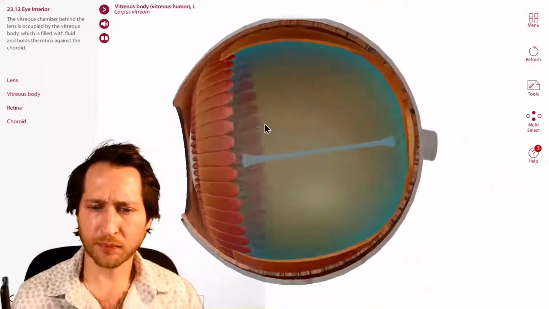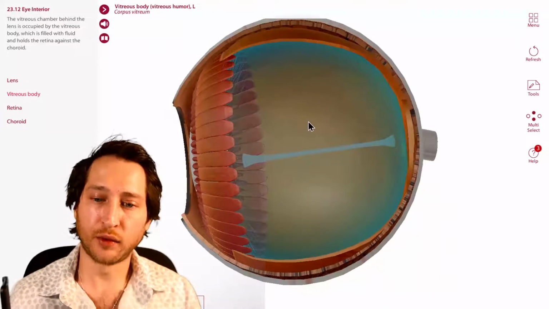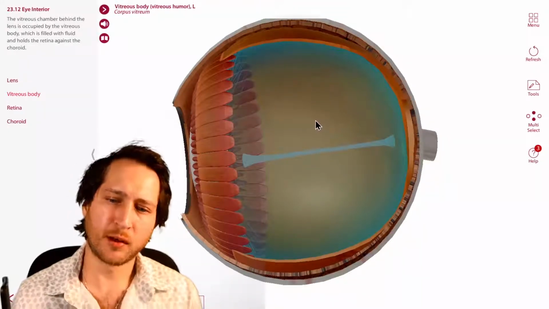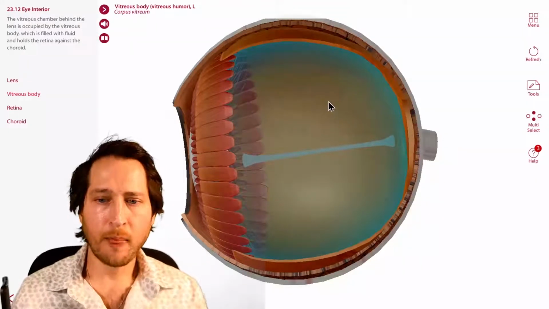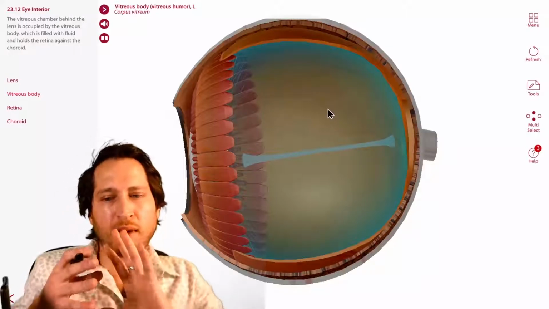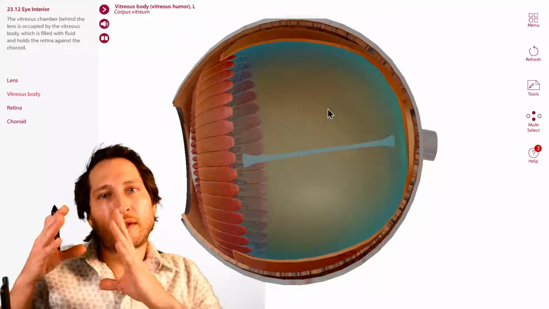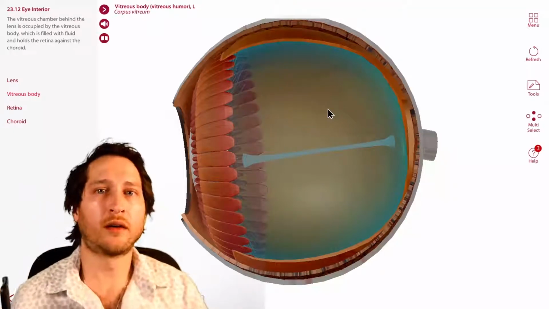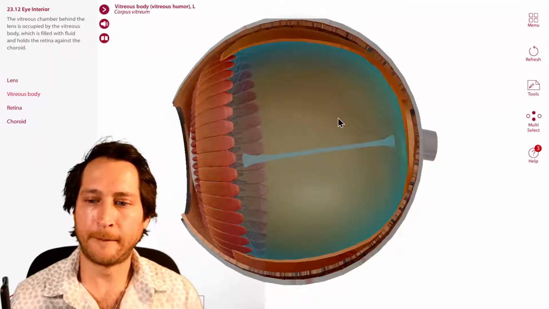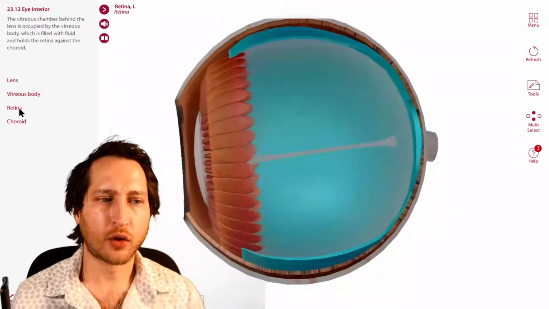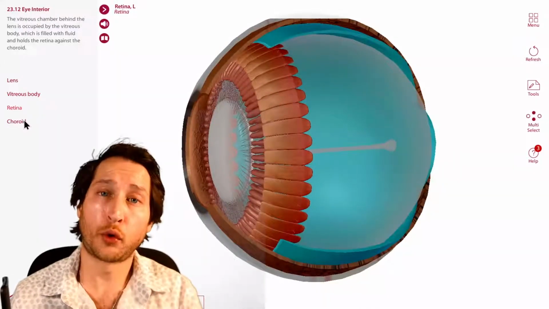That's going to be filled with an aqueous fluid called the vitreous humor, which is composed of mostly water, but it's also going to be important to keep pressure in the eye to hold the retina against the back of the eye. And of course, we have the retina, which is the photoreceptive layer.